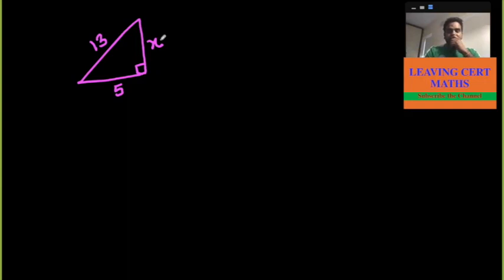So 169 minus 25 equals x squared, so x squared equals 144, so x equals 12. Yeah, that's right. Okay, so just the last question from this topic.